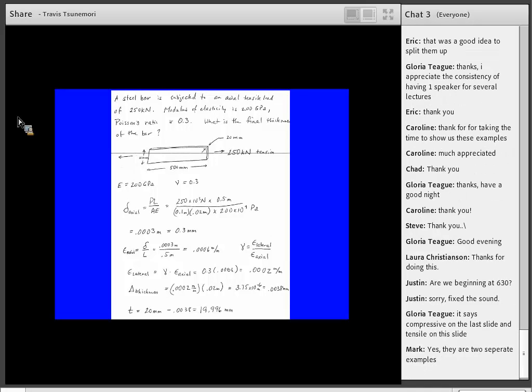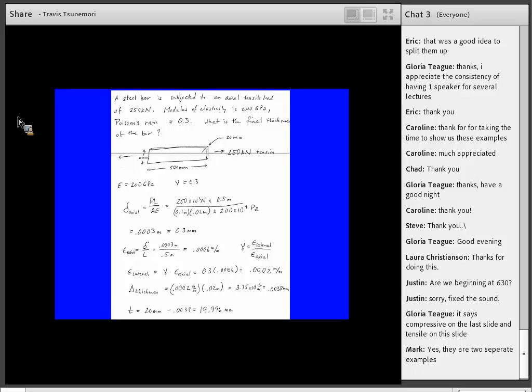Remember, delta equals PL over AE. Delta axial is PL over AE. Force, 250. It's kilonewtons, 250 times 10 to the third newtons. L, 0.5 meters. 500 millimeters is 0.5 meters. Be careful with units. And then we've got on the bottom A, so cross-sectional area, 20 millimeters, 0.02 meters, 100 millimeters tall, 0.1 meters tall, and then we've got our E, 200 gigapascals, that's 200 times 10 to the 9th pascals. All right, so we crunch our numbers: 0.0003 meters or 0.3 millimeters. That is how much deformation we've got.